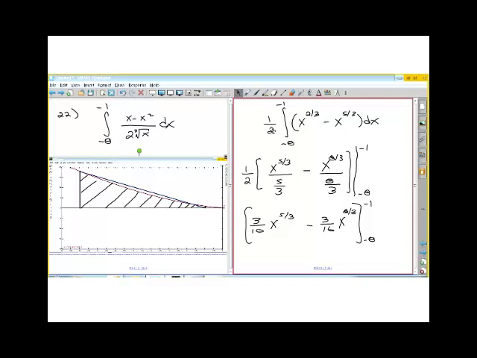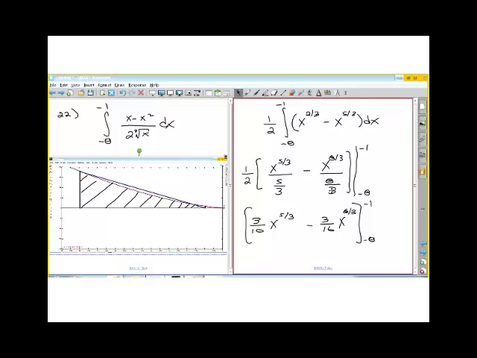I rewrote the original expression. I factored out the half. X divided by the cube root of x is x to the 2/3. X squared divided by the cube root of x is x to the 5/3. You just subtract 1/3 from each one of those exponents. When you integrate it, you add 1 to the exponent. So 2/3 plus 3/3 is 5/3. 5/3 plus 3/3 is 8/3.